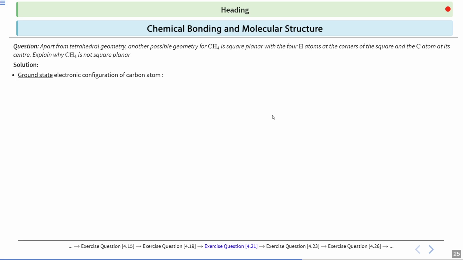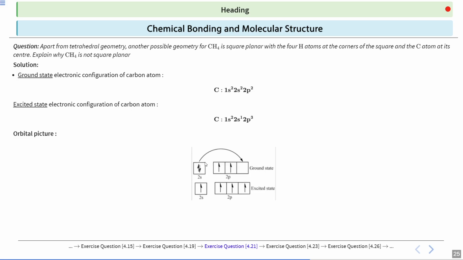Now coming to carbon, if you simply write the ground state electronic configuration of a carbon atom, we can write it as 1s2, 2s2, 2p2. Upon exciting this carbon atom, we will have one unpaired electron present in each of the orbitals of 2s and 2p. For this given configuration, the orbital picture will look like this. So you can see that there is excitation and we have one electron in each of the orbitals of 2s and 2p. I hope this part is clear to you.